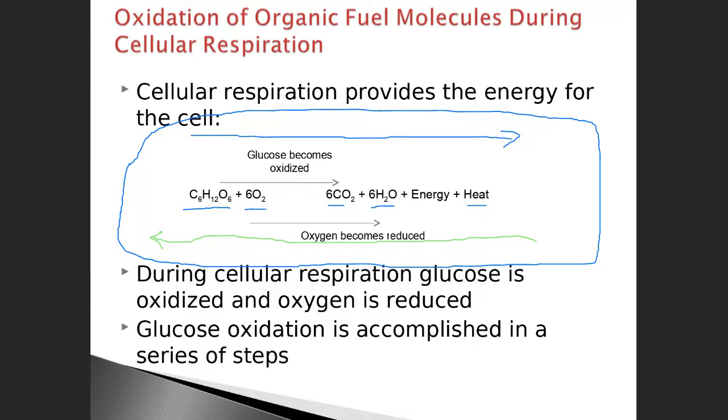It's photosynthesis, right? So photosynthesis harnesses the energy in sunlight to combine CO2 and water to reduce them to form sugar, right?